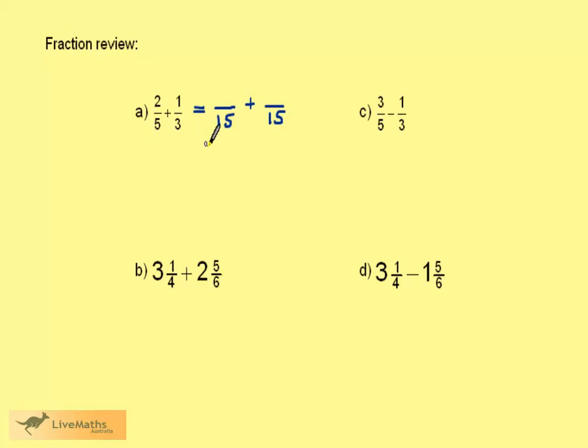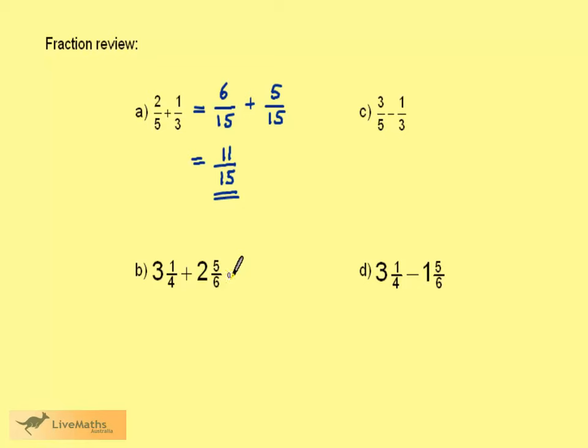5 times 3 is 15. 2 times 3 is 6. 3 times 5 is 15. 1 times 5 is 5. We now have them both as 15ths. 6 plus 5 is 11, so we have 11 15ths.